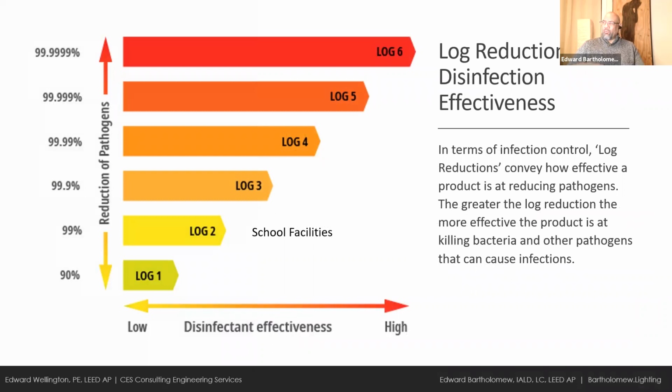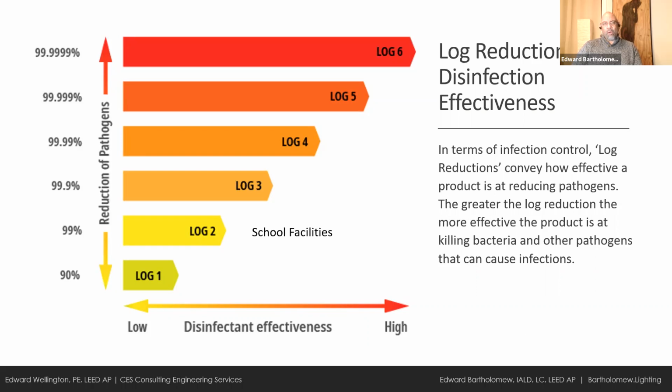Another way that we look at disinfection is the log reduction of disinfection. And so that's one way of looking at the effectiveness. When we look at log 1, we're looking at a 90% ability to kill viruses and microbes. At log 2, we're at 99%. And typically a lot of school facilities, depending on which space you are in, can be about log 2.